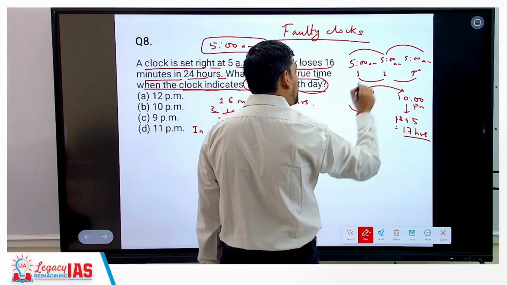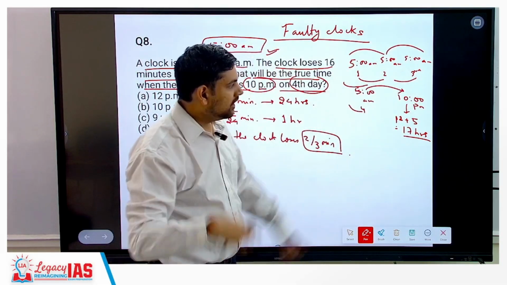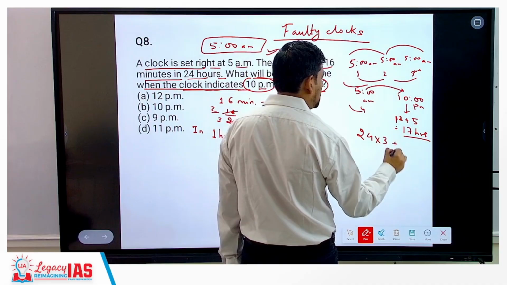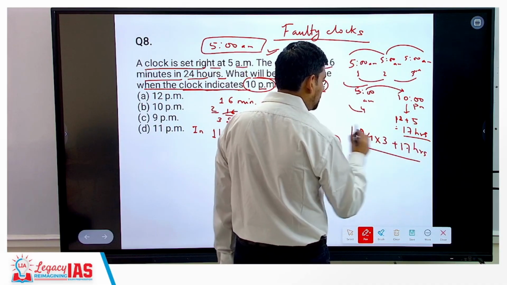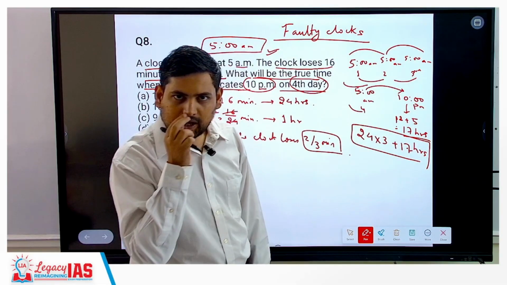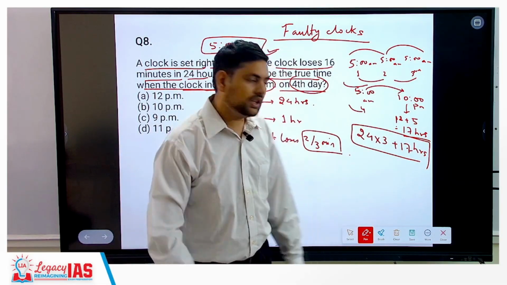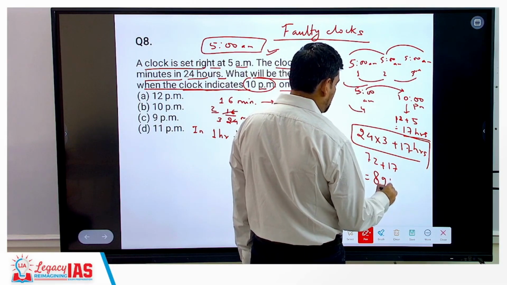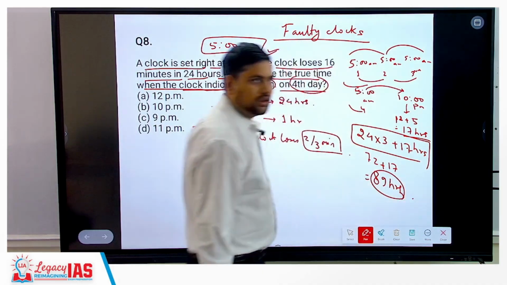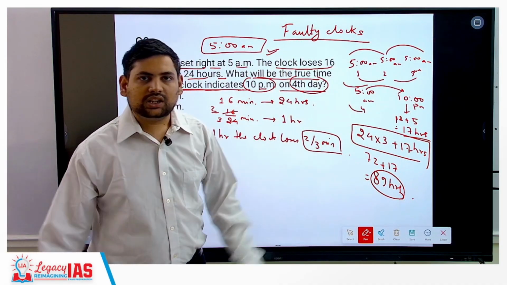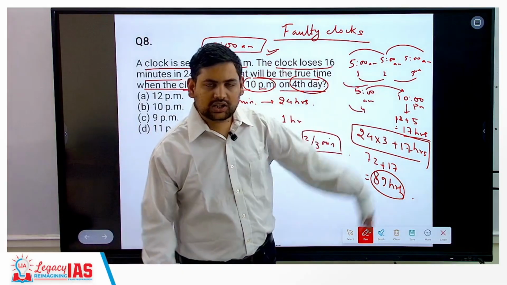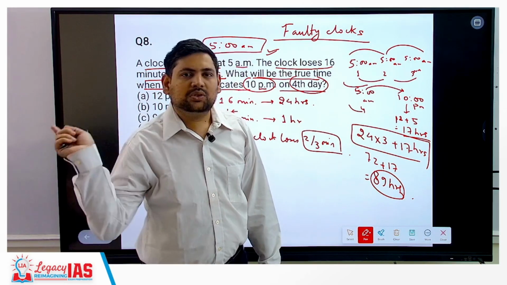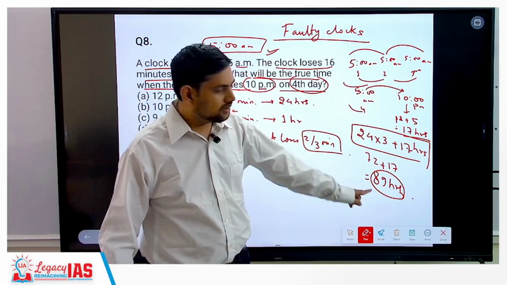So how many hours do you get? 24 and 24 for 3 days, correct? And then 17 hours more. So you got 24 into 3 plus 17 hours. This is the total time duration. Now 24 into 3 gives you 72. 72 plus 17 gives you 89 hours. Simple. So this whole time interval is of 89 hours. Of course you can do it directly also: 4th day 10 p.m., so 24 into 3 plus from 5 am to 10 p.m. Same thing, you can do it orally also and get to 89 hours.